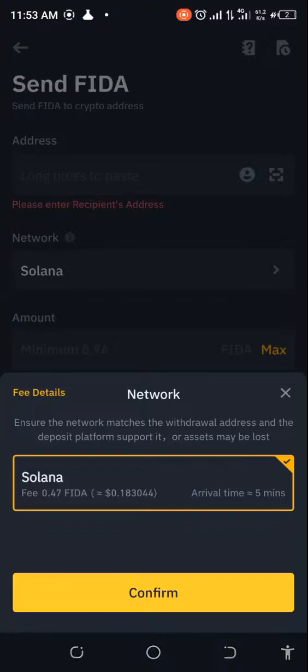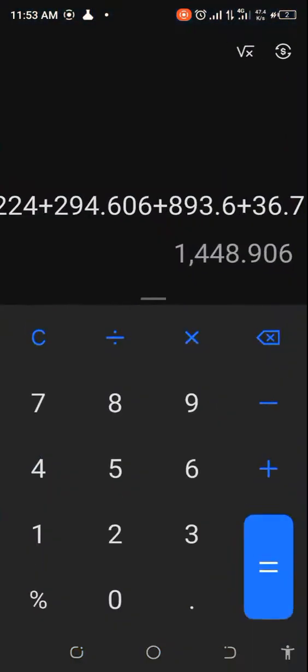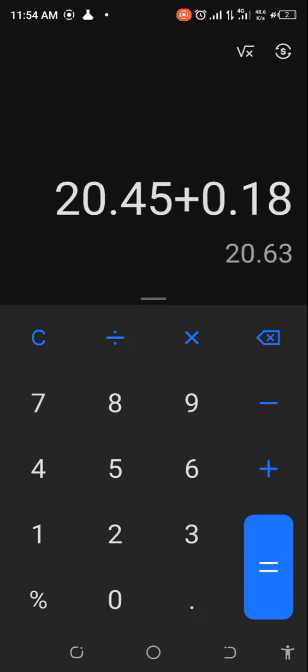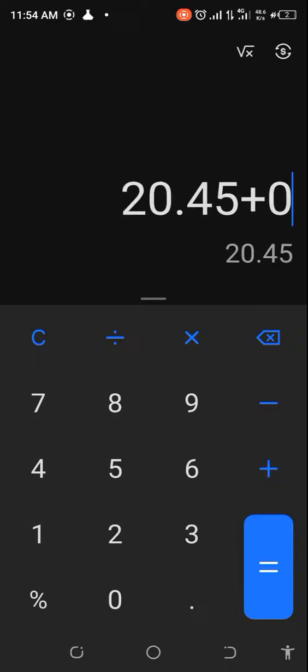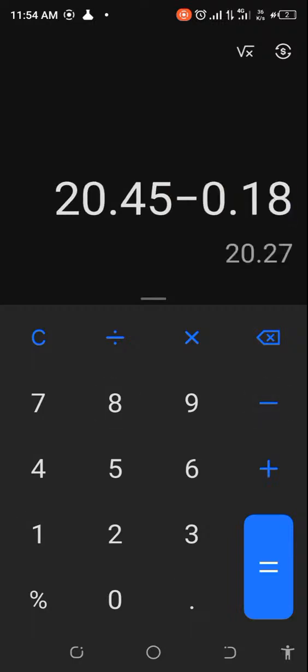We'll still have, what will we have if we take that off? Let's see. 20.45 minus 18 cents. Oh, sorry, I'm supposed to take that out. Okay, so that's 0.18. Well, that would still give 27 cents. Okay, that's not bad. That's still over 1%.